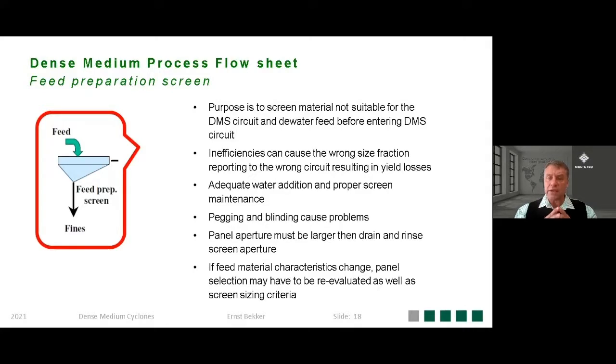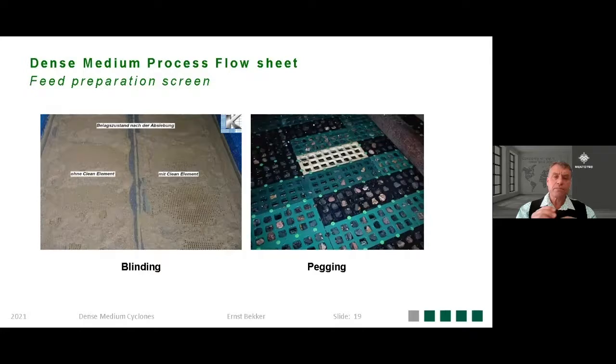And then if the feed material characteristics change, for example your size distribution changes, one just needs to relook at your design of your feed preparation screen to make sure that the unit is still adequately sized, capable of handling the change in feed conditions. This picture on the left-hand side gives you an indication of what blinding of apertures looks like. And on the right-hand side, that's what pegging looks like. Do not underestimate what this can do to your process.